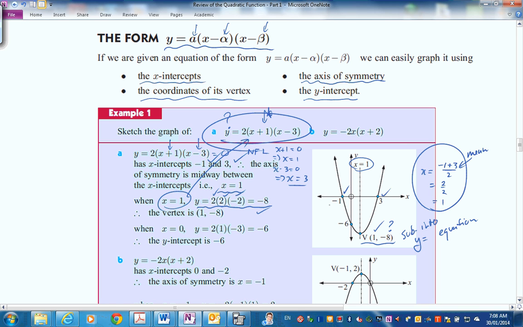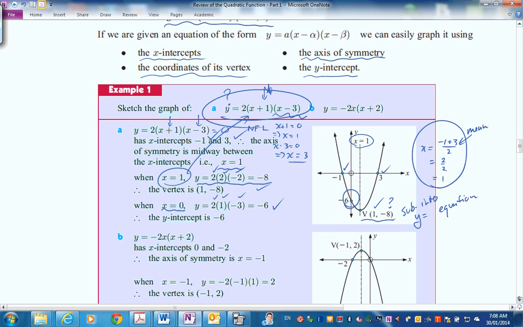Now what's left? The y-intercept. This is the easy one: putting x equals 0 in the original equation. So it's 2 lots of 0 plus 1 is 1, and up here, 0 take 3 is negative 3, giving negative 6. So we've done it all. There it is there, the y-intercept at negative 6. And you can check it with technology, but I want you to be able to do it yourself. Get the idea. Just go back over that perhaps. Let's do the other one.